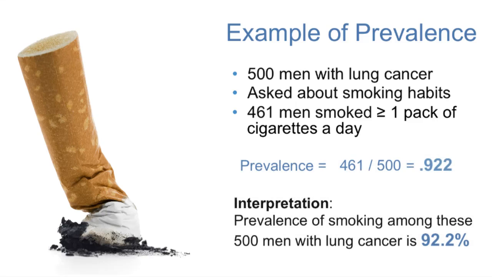The numerator is the number of smokers, or 461. The denominator is the total number of men with lung cancer in the study, or 500. The prevalence is equal to 461 divided by 500, or 0.922, or 92.2%. The interpretation is the prevalence of smoking among these 500 men with lung cancer is 92.2%. Now we'll give you the opportunity to calculate a prevalence.